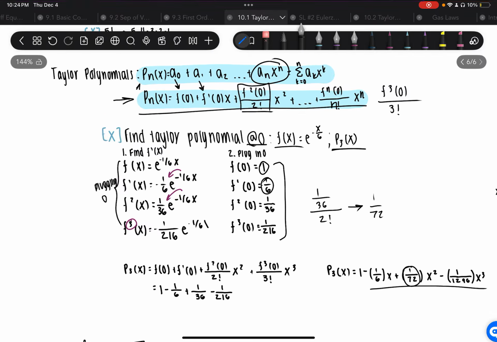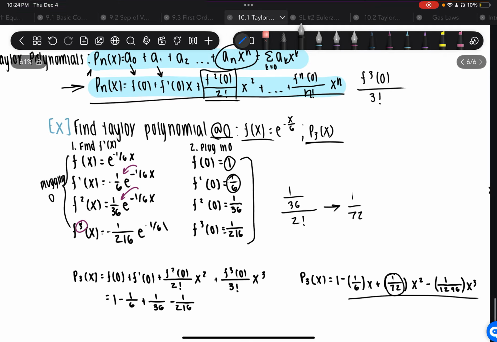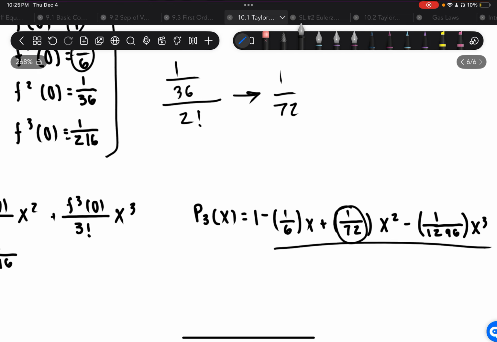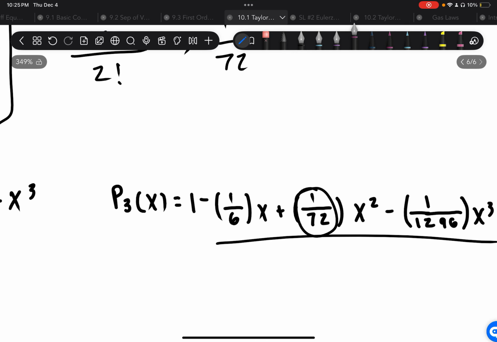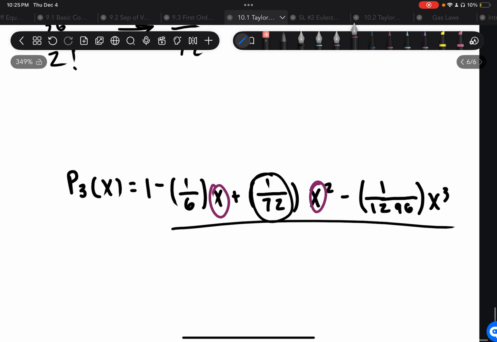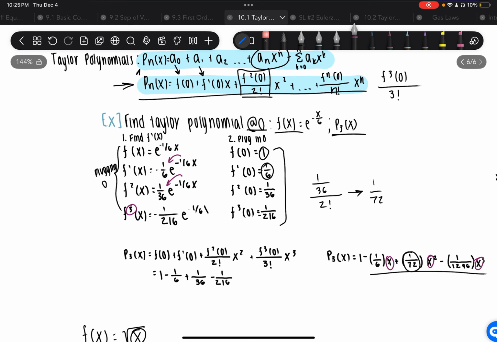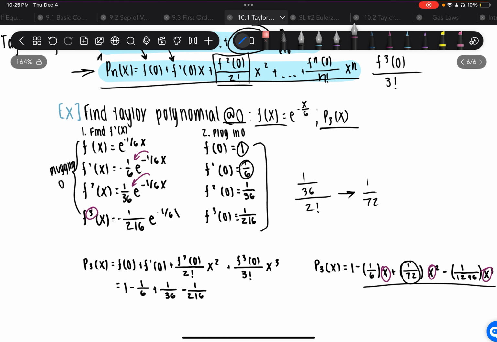So we would do the same steps as if it were at 0, but then we would find a value, plug it in for our x's, and approximate it. So that is what we would do to find Taylor polynomials at 0 and when it is not at 0.